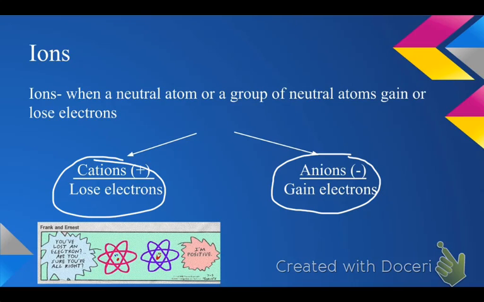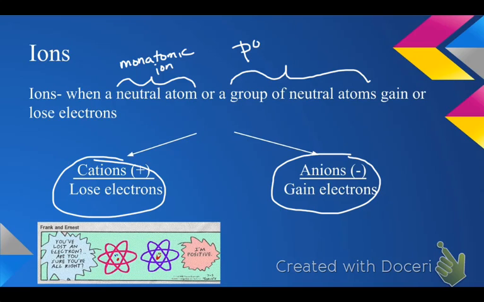Now, when something that is just one single neutral atom does this, that's known as a monatomic ion. Monatomic means a one-atomed ion. When it's a group of neutral atoms, that is known as a polyatomic ion. Poly means many. So we have monatomic ions and polyatomic ions.